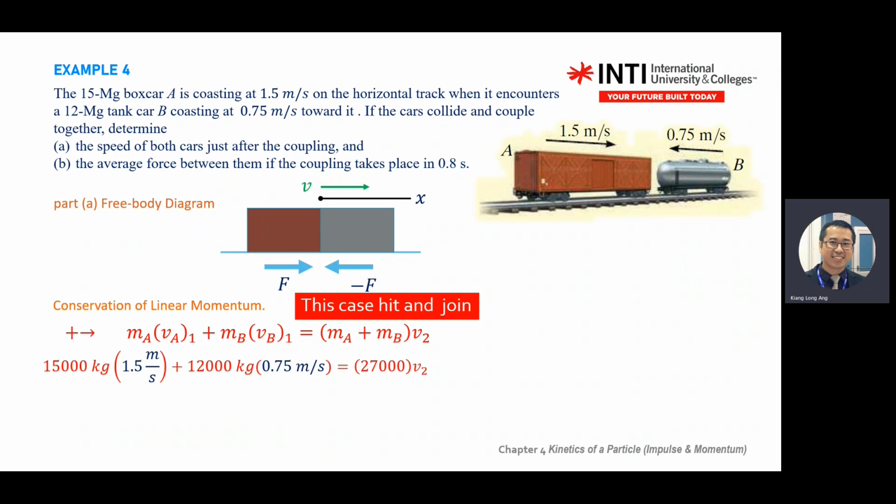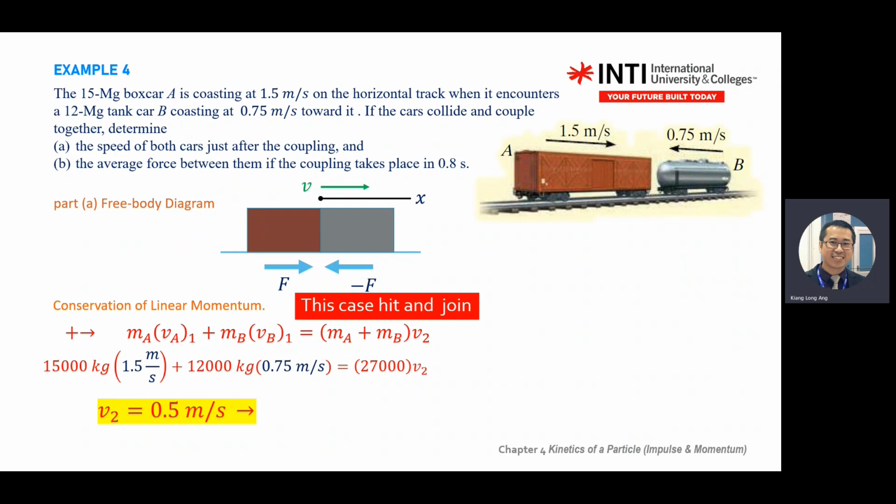Remember to change megagram into kilogram. These are only careless mistakes, so change megagram into kilogram in your solution. Looking at the solution, there's only one unknown in the equation, which is V2. So V2 will be 0.5. If you get a positive, it means you follow your reference; positive means to the right. So the two objects will move to the right. This will be one part of your answer.